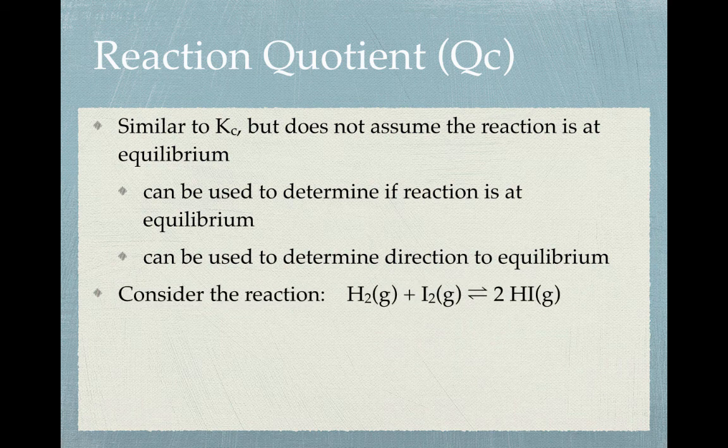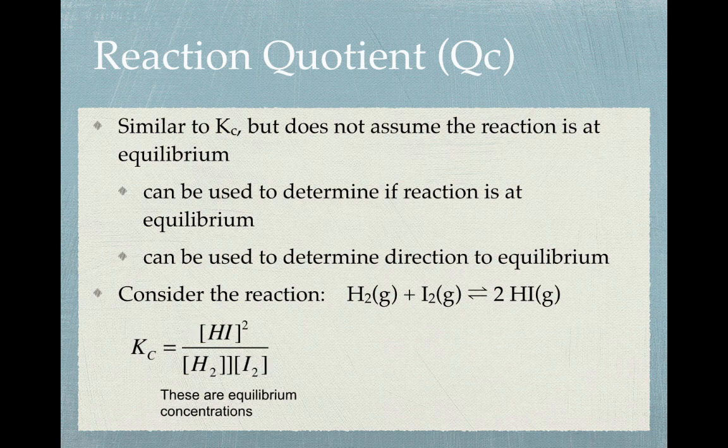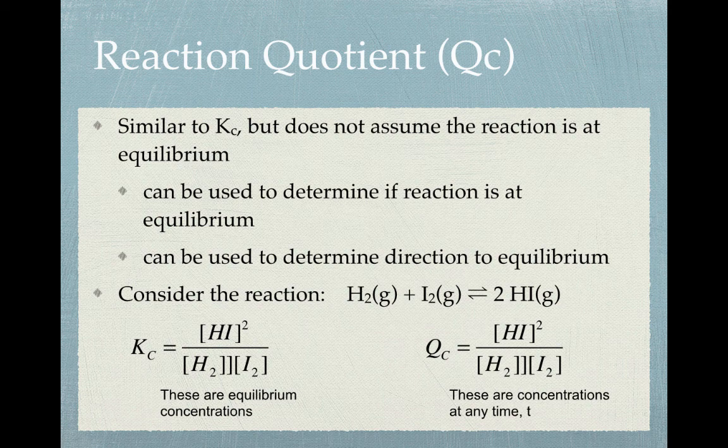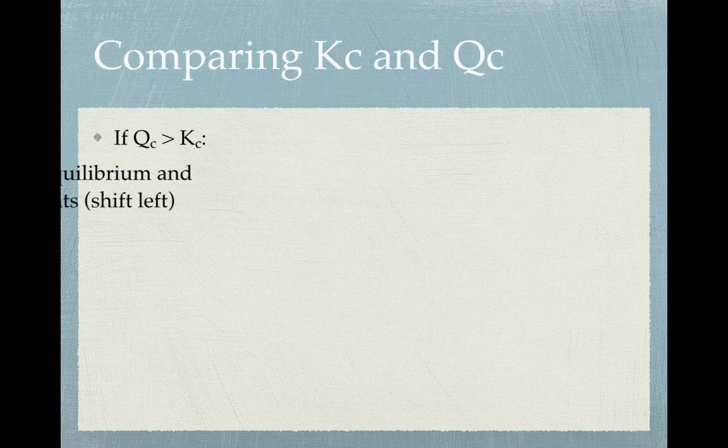Well, let's look at a reaction here, H2 plus I2 going to 2HI. We would write an equilibrium constant expression here as Kc is equal to [HI]^2 over [H2] times [I2]. And again, because this is an equilibrium constant expression, we are assuming that those concentrations there are equilibrium concentrations. We write our Qc expression in the exact same way. The only difference is the concentrations there don't have to be equilibrium concentrations. They can be any concentrations at any time t. And then we're going to compare the value that we get for Qc with the value we get for Kc.